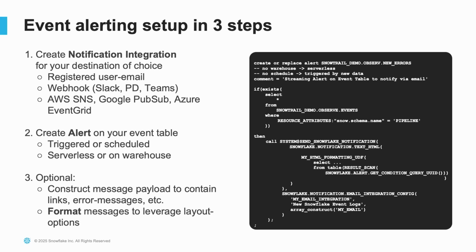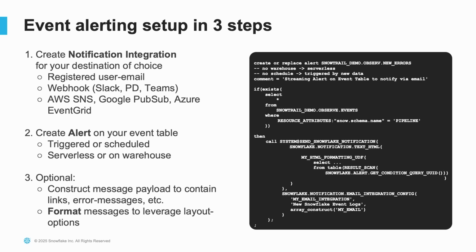Then you can create an alert on your event table. So it's listening for new rows being added to this event table that meet certain criteria that you have defined in a select statement. And then it calls the notification integration to send you that message. This can either be a triggered alert, so whenever new rows are added to the event table, or a scheduled one on a cron job, for example, or any interval that you've defined. And of course, you can create these alerts either on a user warehouse or serverless for even better cost optimization.